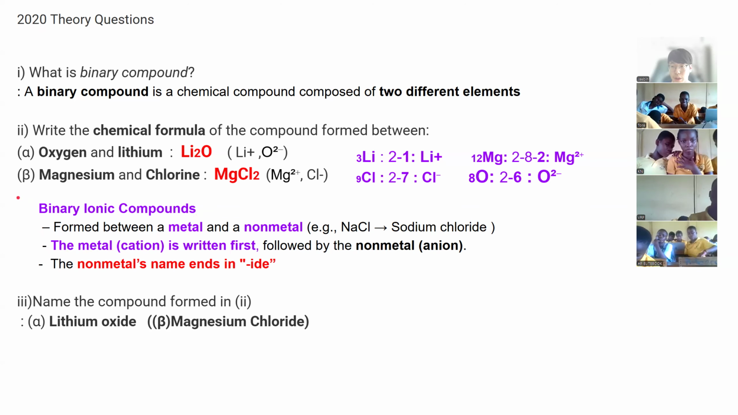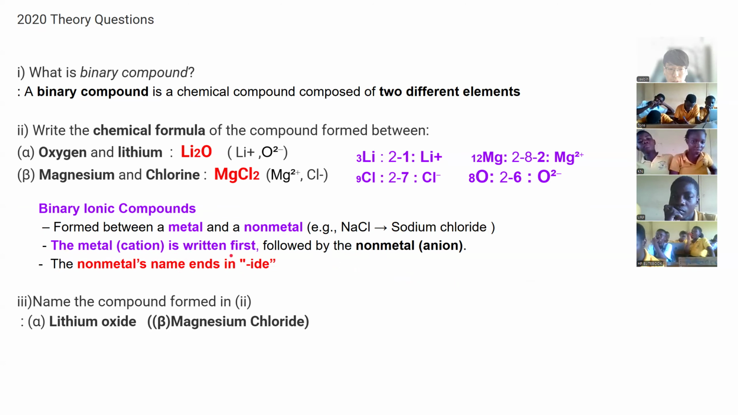Binary ionic compounds we have done so far are formed between metals and nonmetals. You see this pattern: metals are positive ions, nonmetals are negative ions. So ionic compounds are basically the positive meeting the negative, and it becomes neutral. Typically, the metal, the cation, the positive ion, is written first if you're naming it, followed by the nonmetal. And the nonmetal's name ends with an -ide.